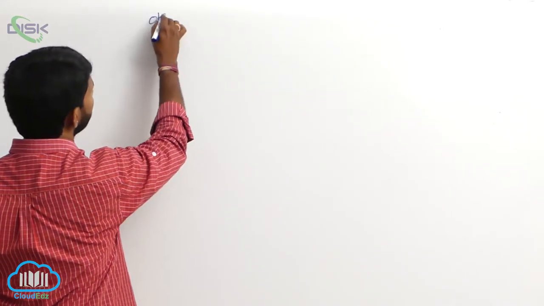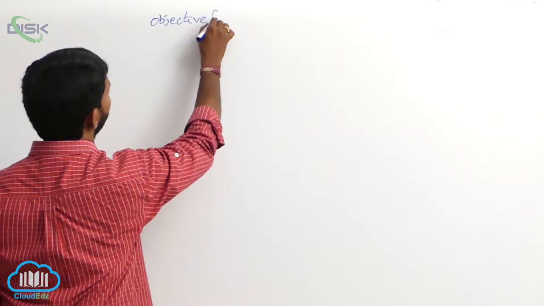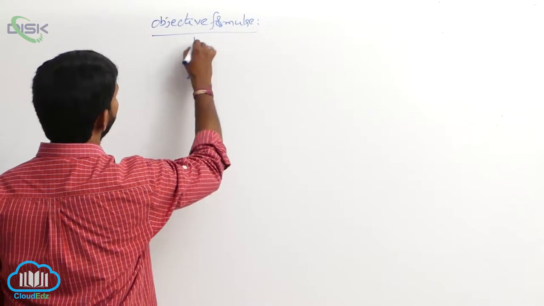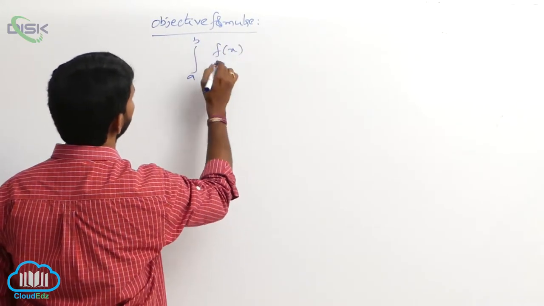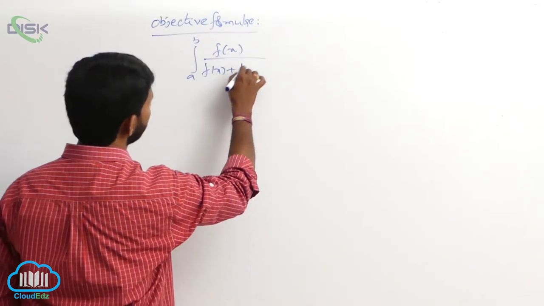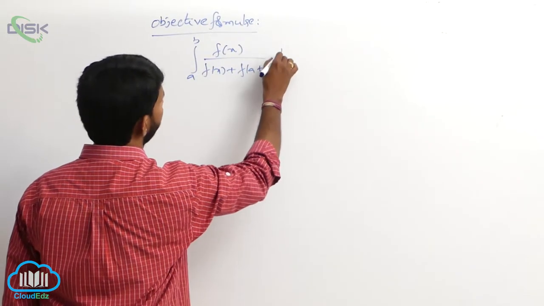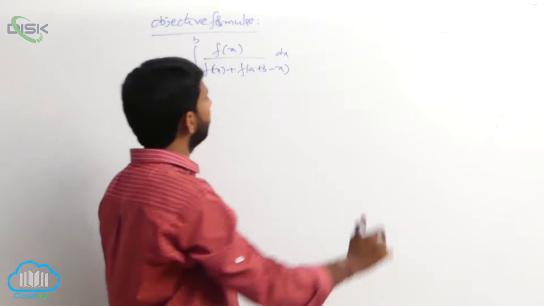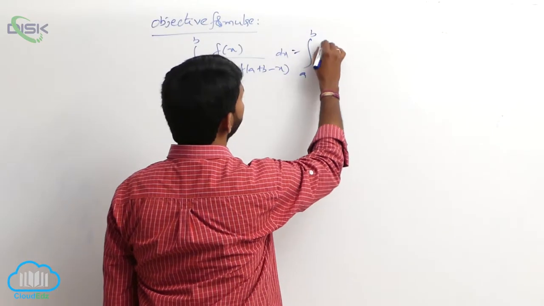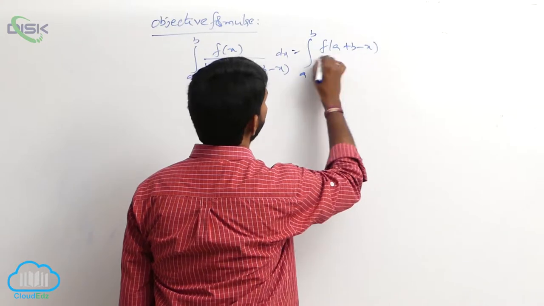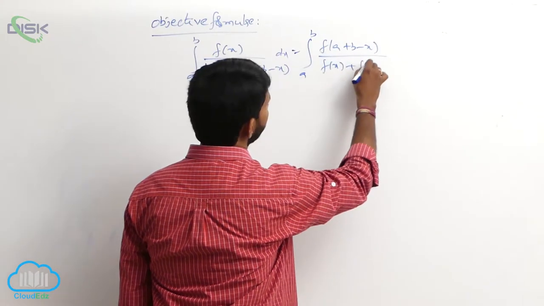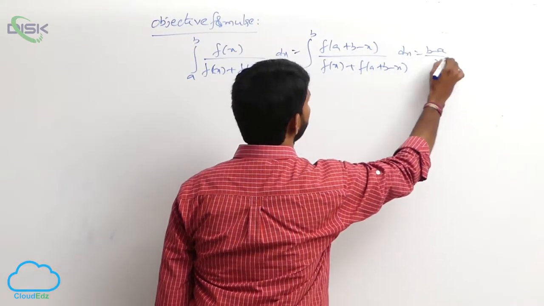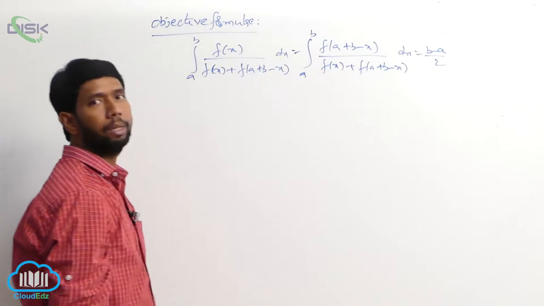And some objective formulas. The integral from a to b of f of x by f of x plus f of a plus b minus x dx, or the integral from a to b of f of a plus b minus x by f of x plus f of a plus b minus x dx, is equal to b minus a by 2.